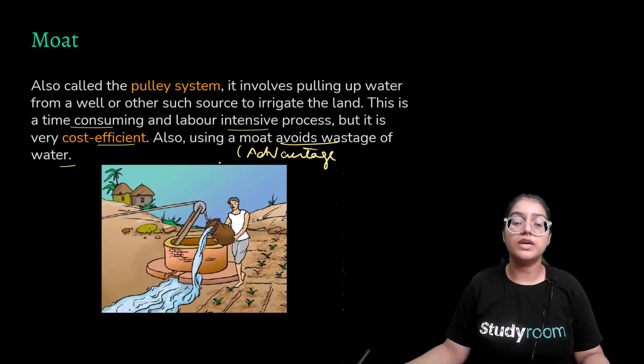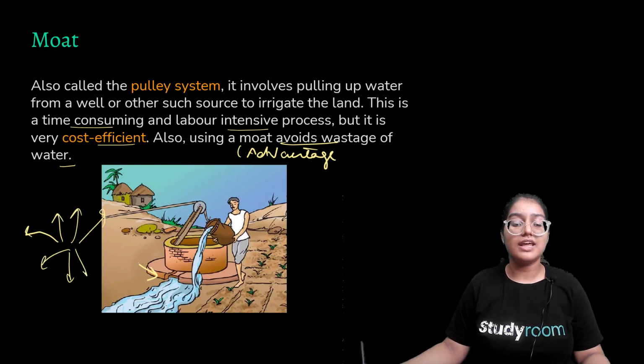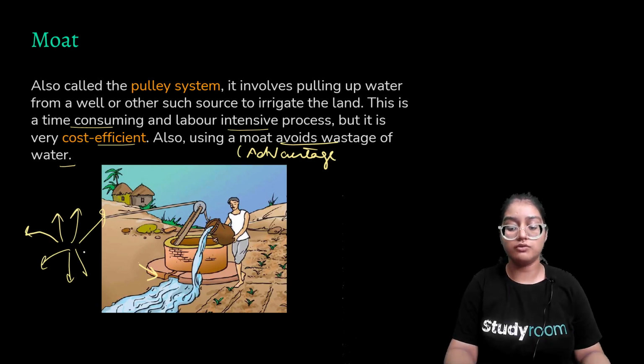It avoids wastage of water. The man can water the surface which he sees as dry, so it ensures that water is not being wasted. Rather than in the sprinkler system, which is a modern machine technique, it doesn't take into account that it has already spread water in all directions. So there is wastage of water in the sprinkler system, but in the moat or pulley system there is less wastage of water.